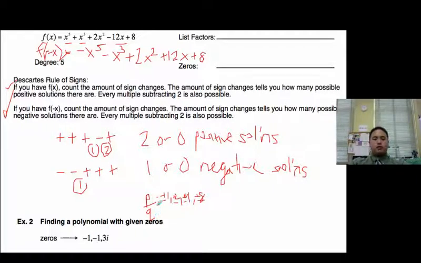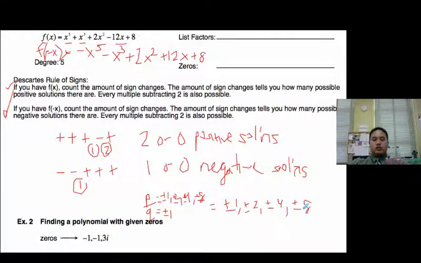Q represents the first term. So do you see how the first coefficient is 1? So what are the factors of 1? Yeah, just 1. So now, all the possible answers is just P over Q. So 1 divided by 1, 2 divided by 1, 4 divided by 1, 8 divided by 1. So all the possible rational solutions to this problem are just plus or minus 1, plus or minus 2, plus or minus 4, and plus or minus 8.